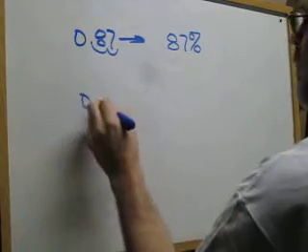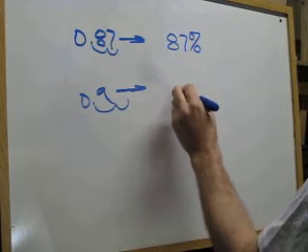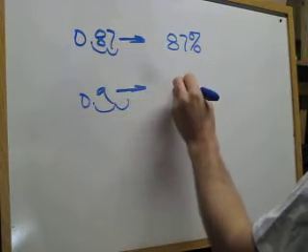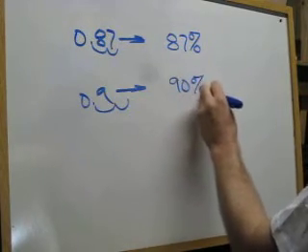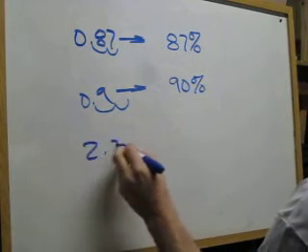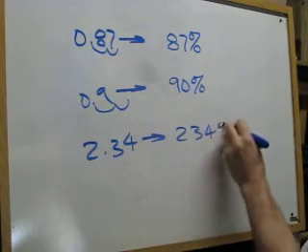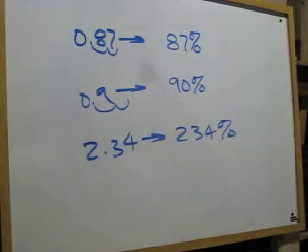Number 30, we have 0.9. In order to get that to a percent, we move it over 2, and because we only have one number, we have to add a 0 there, and that gives me 90%. 2.34, move it over 2, and it's 234%. Okay, so that's all there is to that section.